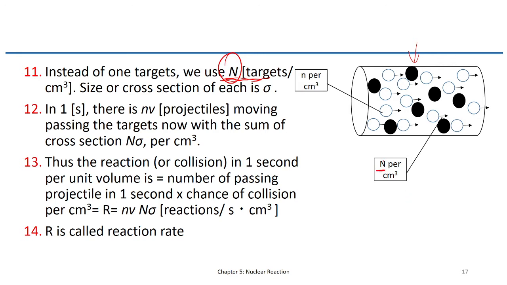So that capital N is the density, or how many target nuclei per unit volume. And small n is how many projectiles per unit volume within the cylinder. The cross section, or the size of the target nucleus, is still the same, sigma.